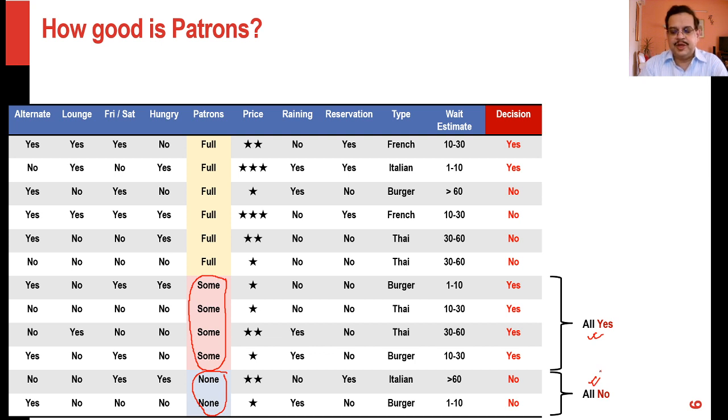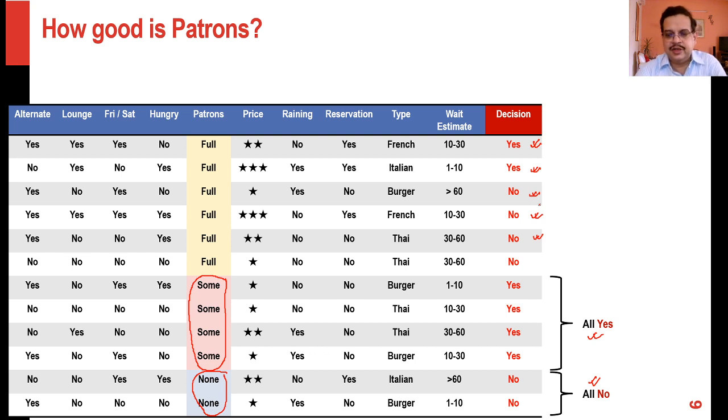So that gives me a nice branching, because I know the branch corresponding to some will end in a leaf node, the branch corresponding to none will end in a leaf node, but for the branch corresponding to full I cannot take a decision yet, because there are some yeses like here and there are some no's as well, as you can see here. So I cannot take a decision there.